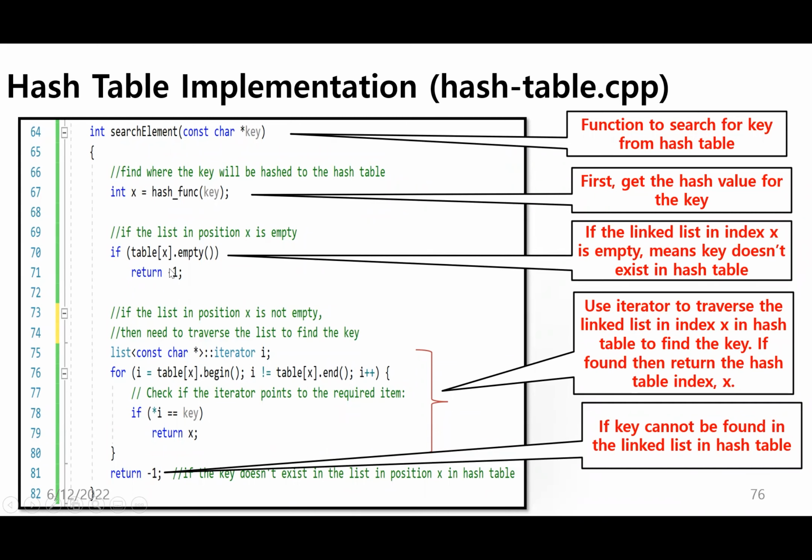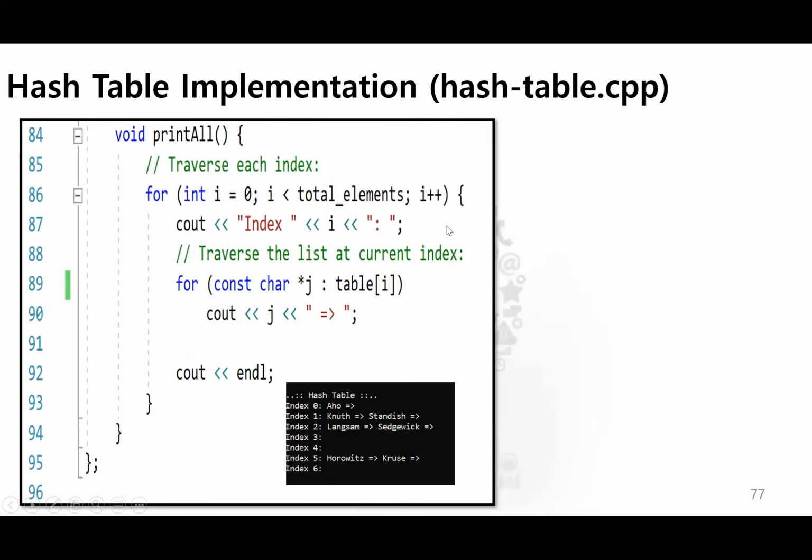But if what I return is -1, which means this key basically doesn't exist. Okay, then this part here is to go through. If let's say this index contains a linked list, then I will use this part to go through every node in this linked list to find the key. If I can find it, then I return the index. Else, if I cannot find it, then I return -1. Okay, this is search element.